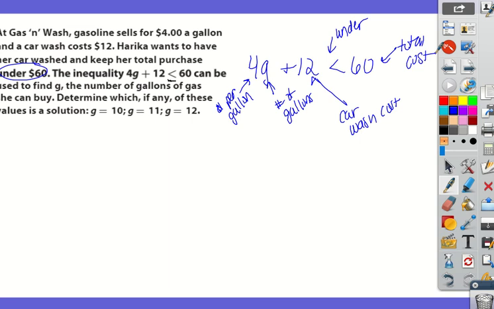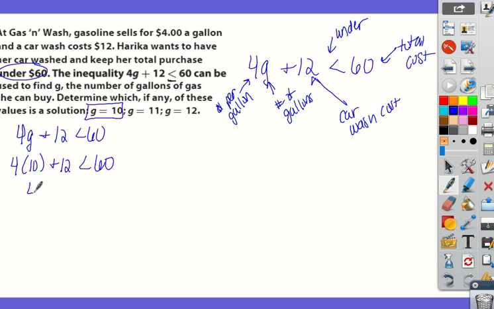So now listen, I'm going to tell you that there's 2 ways to solve these. I'm going to show you a method that we haven't really emphasized as much, which is called kind of the guess and check. But what I'm going to do is I'm going to take this 4G plus 12 is less than 60, and I'm going to test out this G that is 10. So instead of the G, I'm going to put in a 10, plus 12 is less than 60. 4 times 10 is 40, plus 12 is 52, which is less than 60. Okay, so this is a true statement.